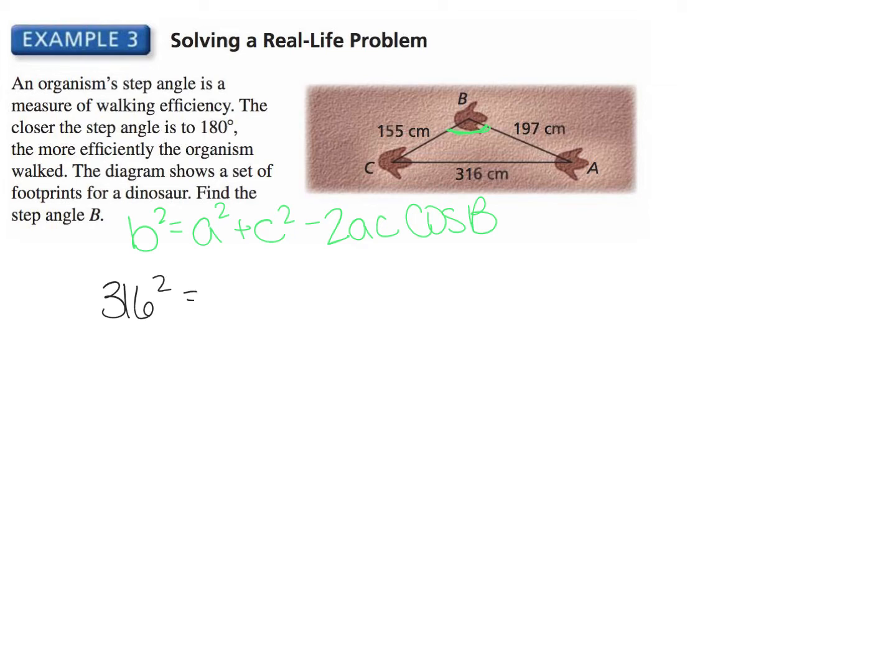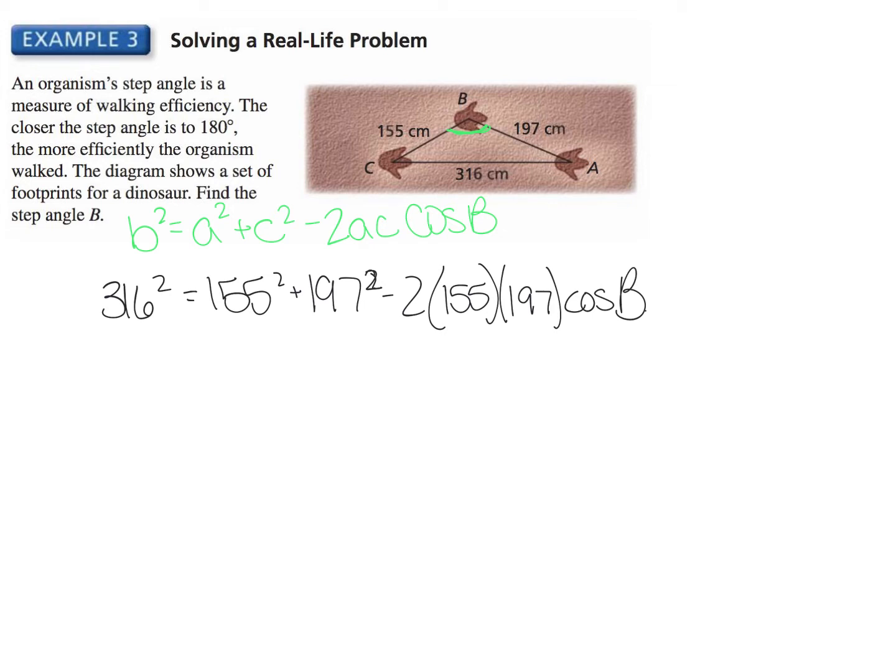316 squared equals 155 squared plus 197 squared minus 2 times 155 times 197 times cosine B. So, let's plug these pieces in the calculator. One thing I just want to note is if you are following along in the book, they skip these steps of all the calculations. So you're going to want to make sure, rather than just writing it down, that you kind of know what's going on.